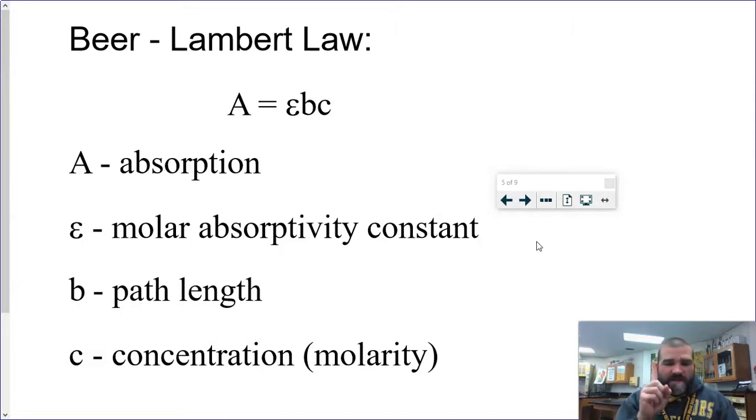B is path length, it's 1 centimeter as always, and C is concentration. So this is what we need, and this is eventually what we're going to graph.